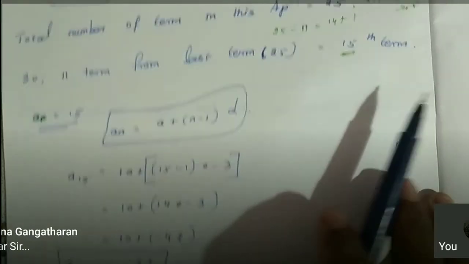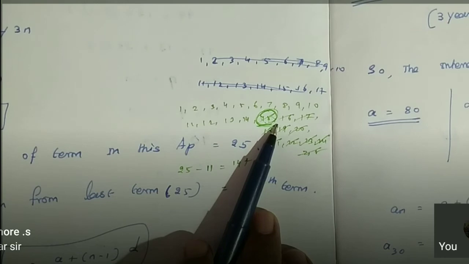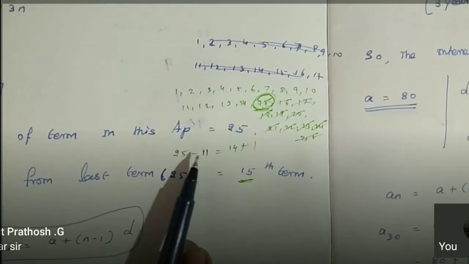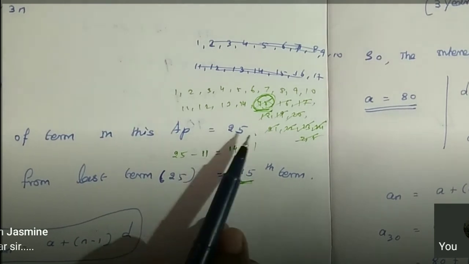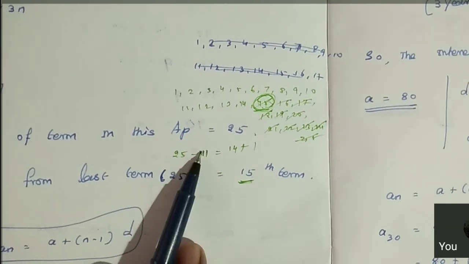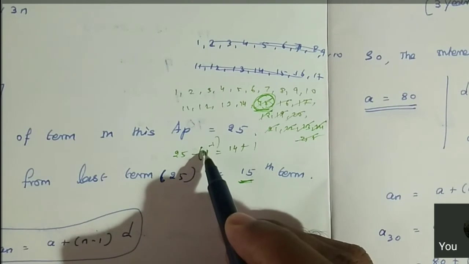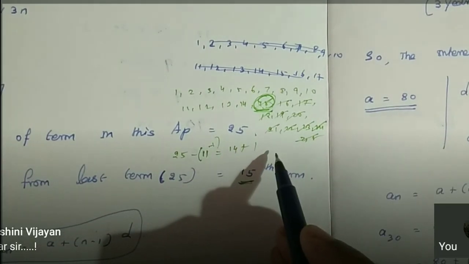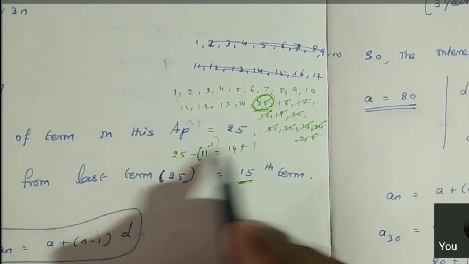Here the only confusion is finding the backside onwards and front side onwards number, so better you write like this. Otherwise, very simple: 25 minus 11 plus 1. We should subtract, since they're asking the 11th term. So 25 minus 11. Otherwise, you can put a bracket: here you subtract 1, that is 11 minus 1, that is 10. So 25 minus 10 is 15.